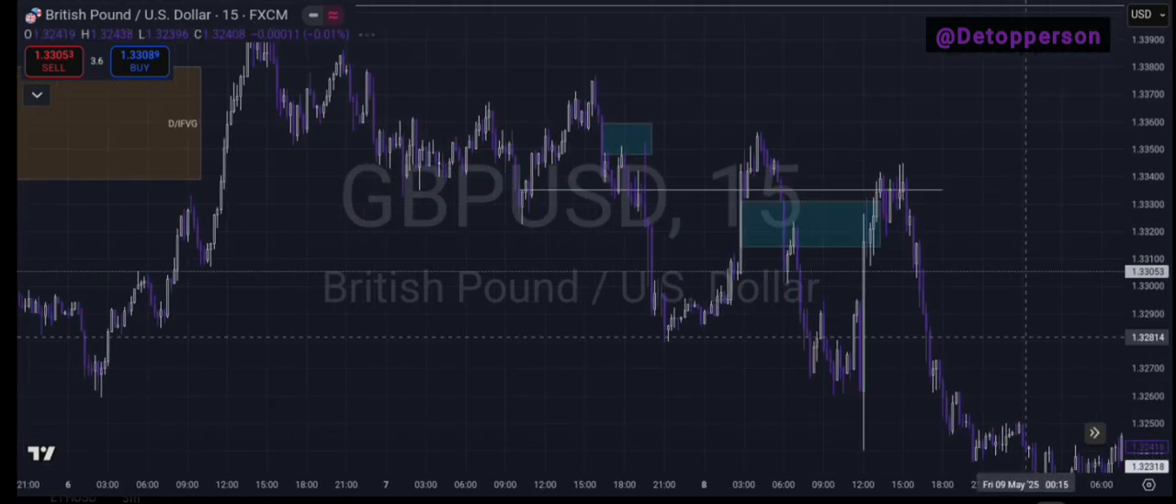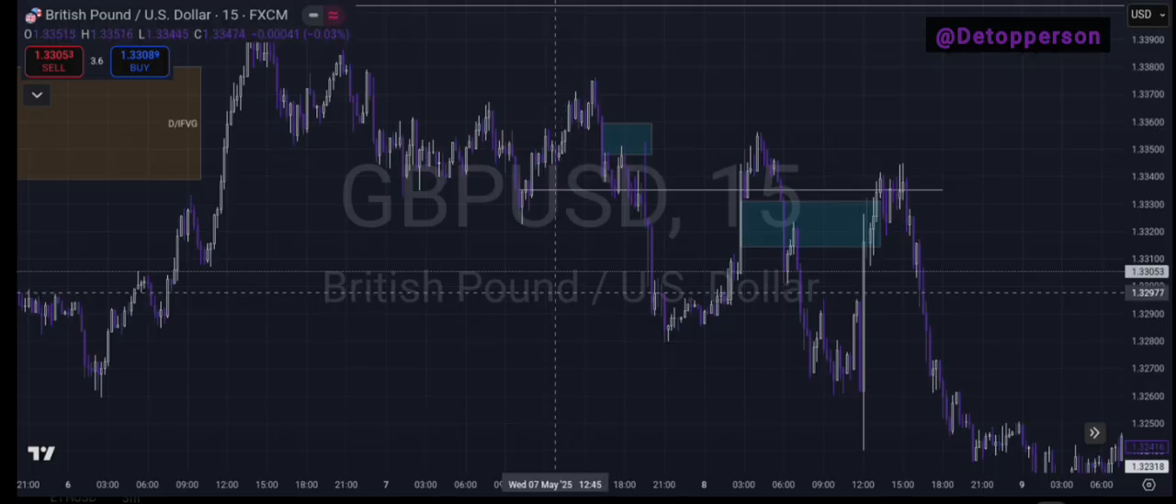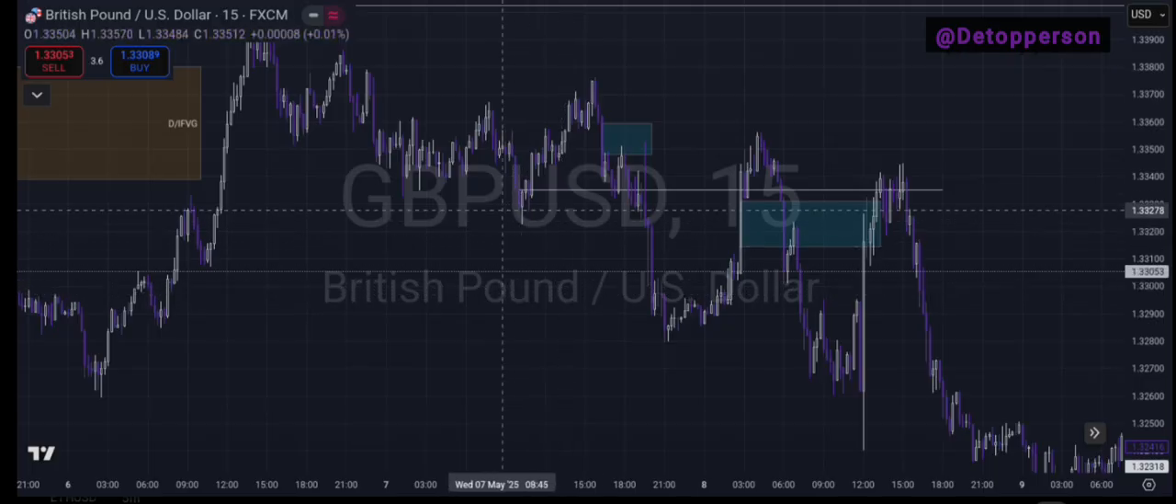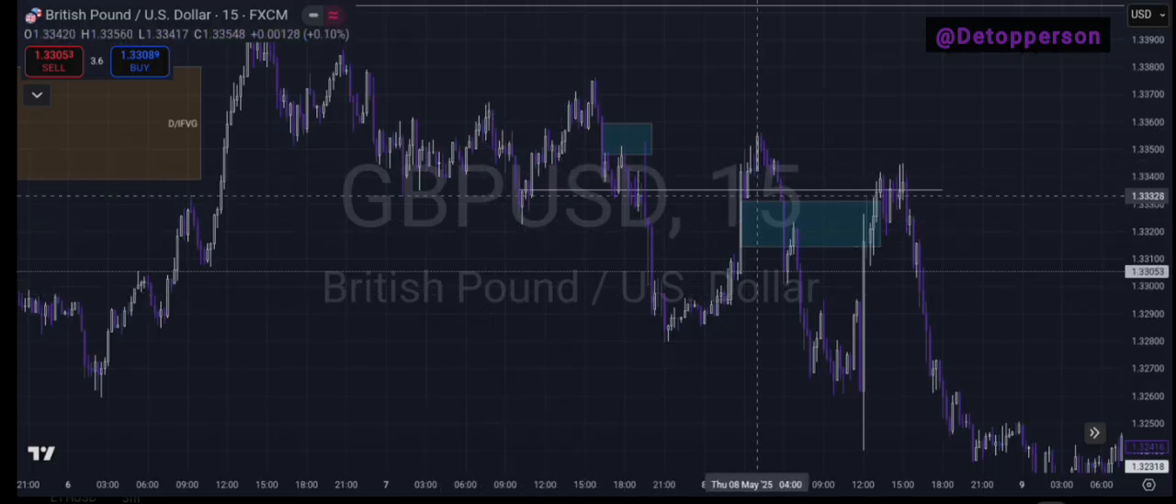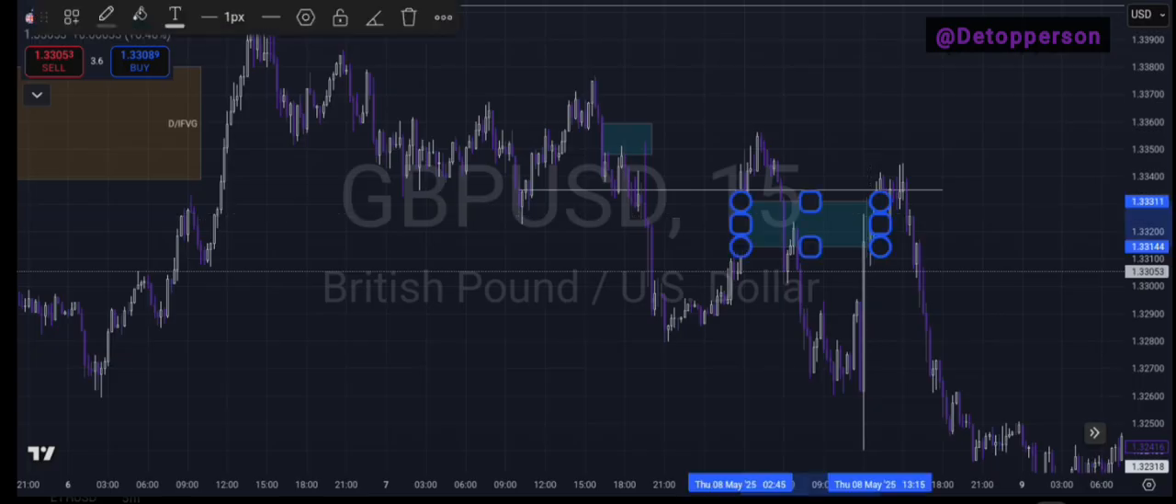All you need is patience. You need patience for you to actually get your own confirmation. Now this is one of the setups I actually call. Let me just delete this so the chart looks clean.